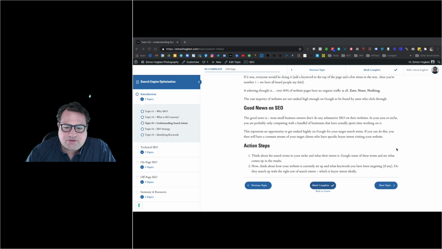So a couple of action steps. Think about your niche, think about the search intent of what people are looking for in there. Google some of these terms yourself and see what comes up in the results. Google your own terms, have a look at competitors, and then also have a think about your own current website. So have you got keywords that you've been targeting already? How well do they match the search intent? Now you've had a chance to think about it and look at some of these things, just think about both these areas, and then we'll move on to the next lesson about strategy.